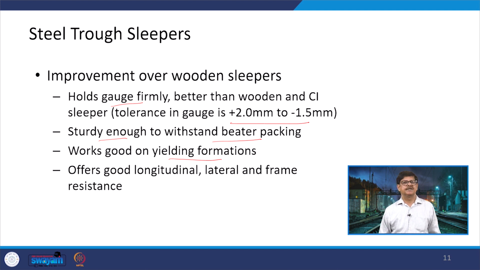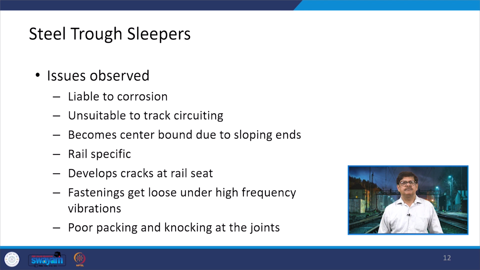So, if the formation has a problem, you provide a ballast cushion, and then if some undulations come, it was still able to sustain such things, and it offered longitudinal, lateral and frame resistance. This was again a requirement of any component which is being used in the track. So, these were the improvements, but there were some issues which were still observed.